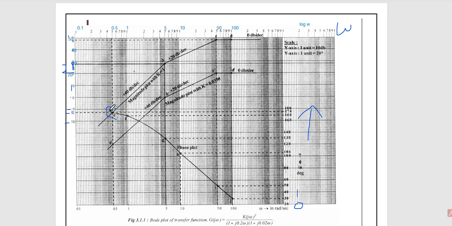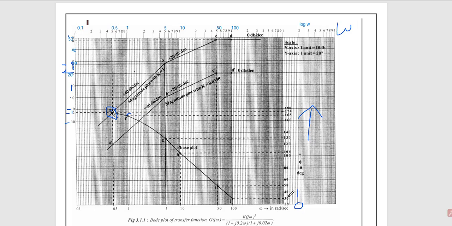Then the next angle, for 1, is nearly 168. This is 1 now, 168. Then for 5 it is minus 130. And then for 50 it is 50, and for 100 it is 30. Okay, they have marked all the angles.